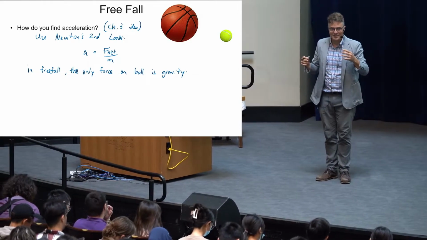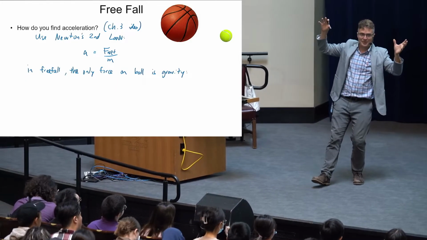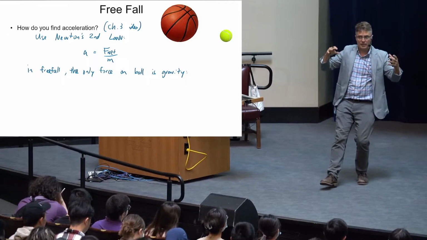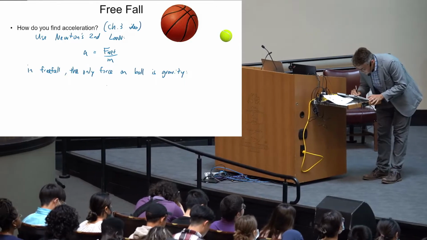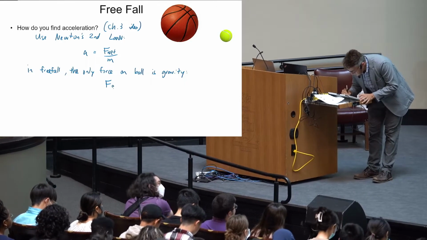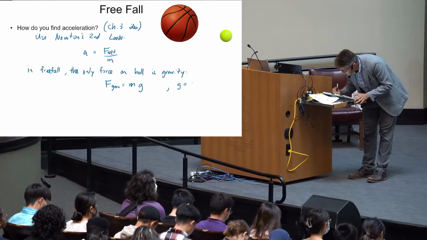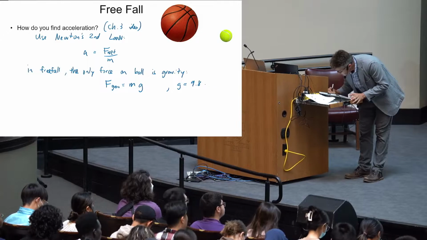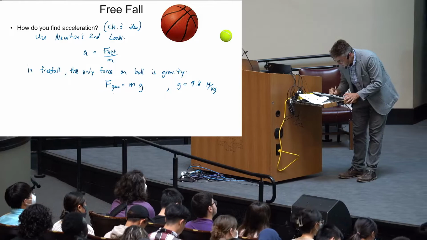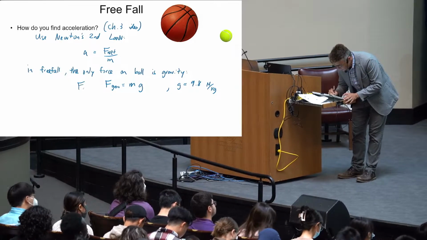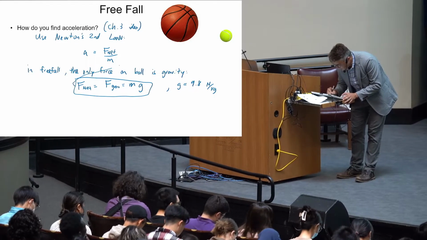I always think of myself in an elevator where someone cuts the cord, and I start floating around. I'm in free fall. The only force on me is gravity, and the force from the floor goes away. And there's an equation for gravity: F grav is equal to m times g, where g is equal to 9.8 newtons per kilogram. So this is going to be the net force. F net equals that.